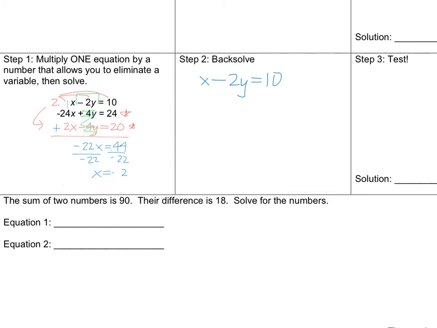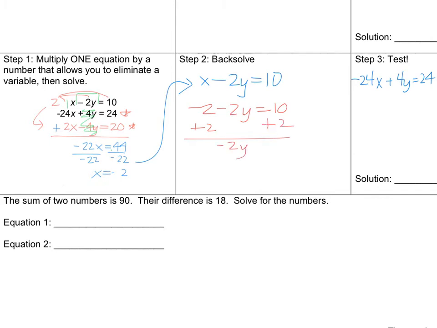I'm going to use x minus 2y equals 10, and then the second equation, negative 24x plus 4y equals 24. So I use the first equation for the back solve, the second equation for the test. And then from here, it's just plugging in and solving. So I'm going to substitute in the x for negative 2, and I'll get negative 2 minus 2y equals 10. Got to solve my two-step and isolate the variable term. I get negative 2y equals 12.